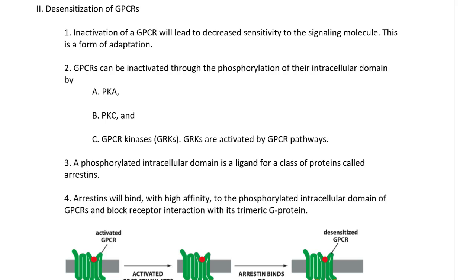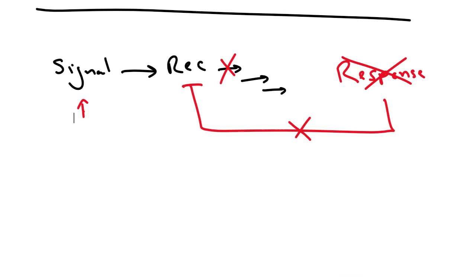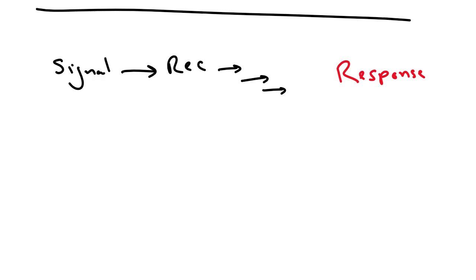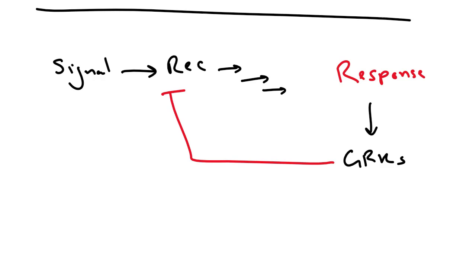G-protein coupled receptors can be inactivated through the phosphorylation of their intracellular domain by PKA, PKC, and G-protein coupled receptor kinases, GRKs. GRKs are activated by G-protein coupled receptor pathways. So somewhere in this signal pathway with G-protein coupled receptor pathways, what you're going to have as part of the response is activation of GRKs, or a GRK. And this will go back to inhibit the receptor. Okay?